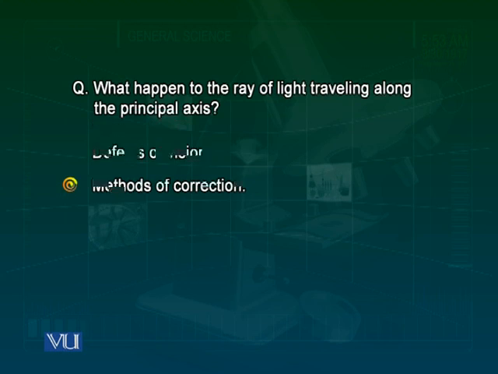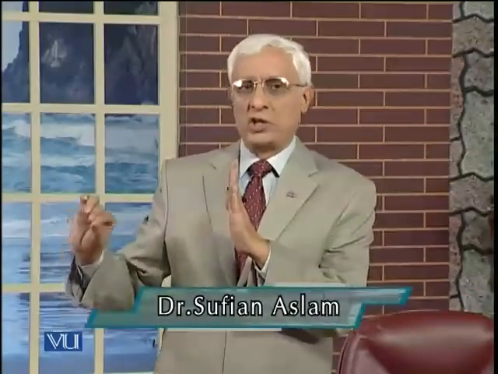Now let us pose a few questions to you. What happens to a ray of light which is traveling parallel to the principal axis? If a ray of light is traveling parallel to the principal axis and it falls on a lens, if the lens is converging, it is going to meet at the focal point. If the lens is diverging, the beam is going to expand, but the expanded beam is going to appear as if it originated from a focal length behind the lens. So in both cases, when a parallel beam of light falls on a lens, it appears either to converge at the focal point, in the case of a converging lens, or it appears to be emerging from the focal point of a diverging lens.